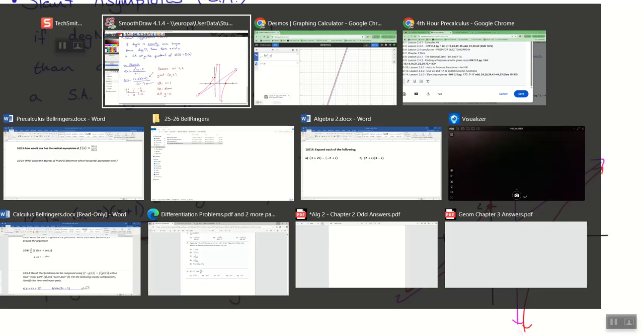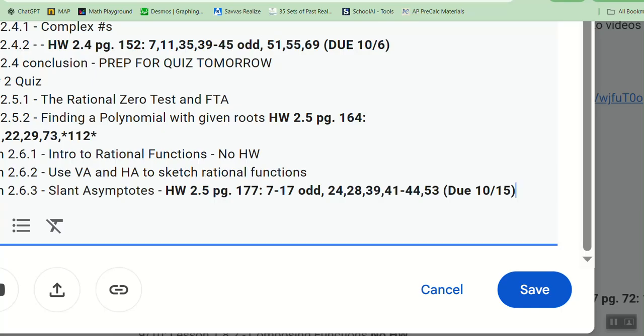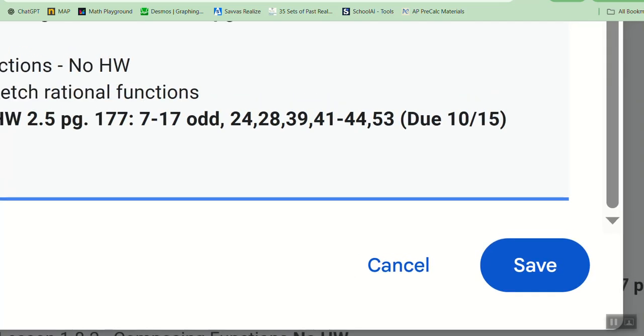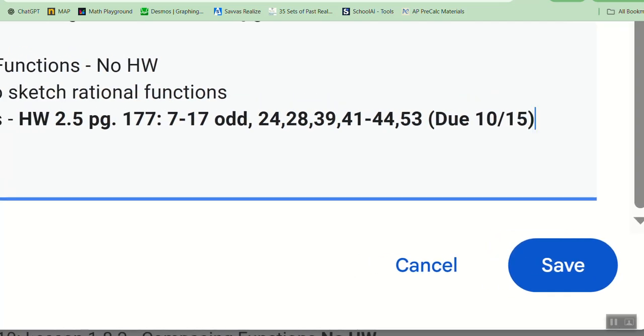Okay, tonight I want you to get a start on this assignment. We have homework 2.5, which today is the 14th. Yeah, I already have it. Great. Okay, 2.5, page 177. And you guys get the privilege of problems 7 through 17 odd. It was 2.6. 2.6. Page 177, I'm sorry. Thank you for that, Red. 7 through 17 odd, 24, 28, 39, 41 through 44, and 53. Bet.